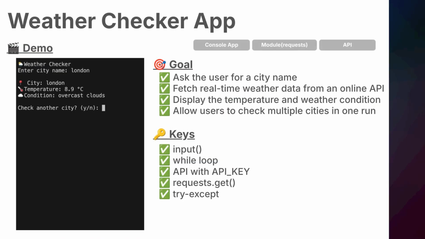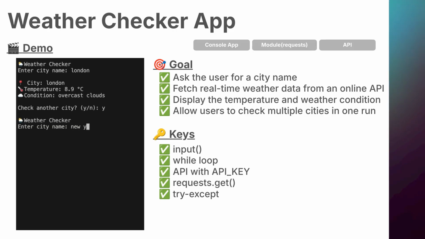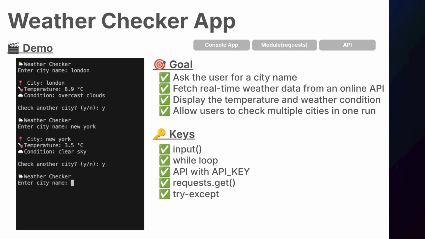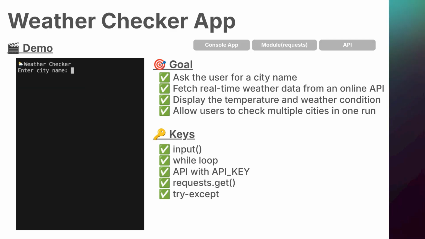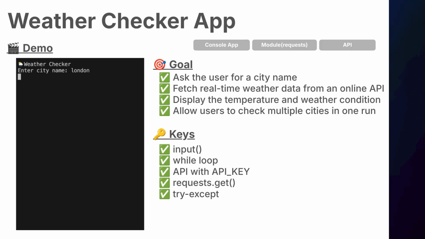That's it for this project. In this project, you built a simple but practical weather checker app using Python. The program lets a user type in a city name and instantly see the current temperature and weather condition using real-world data from an online service.